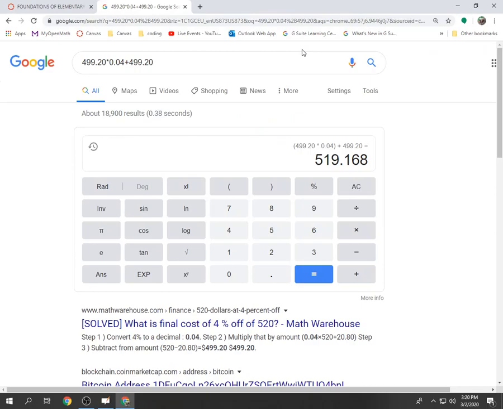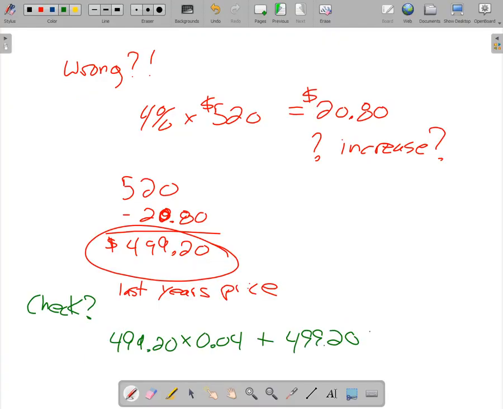And I get $519.17 if I round, which isn't the right amount. I should get back the number I started with. Okay, so that doesn't quite check out. 519.17. So that's an indication that I made a mistake because it doesn't quite check.